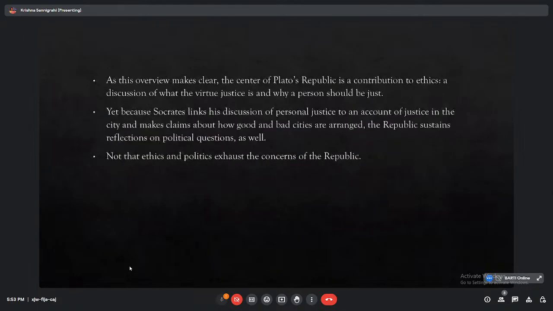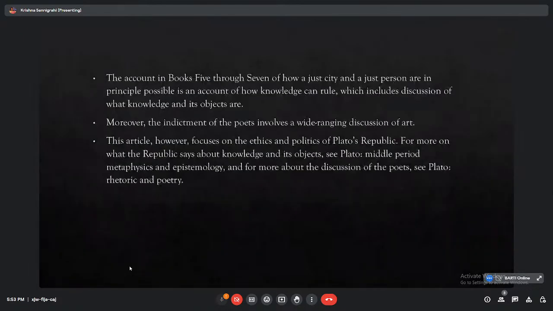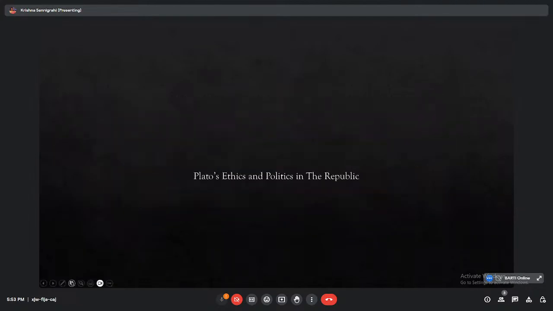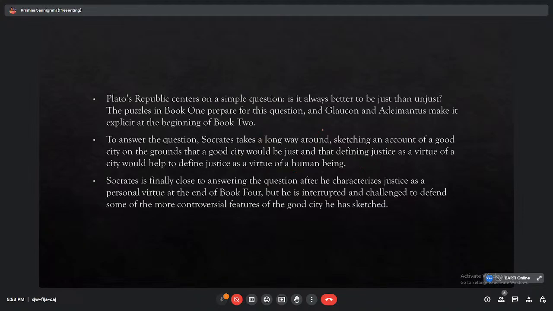Now, as we were discussing Plato's work, we have to keep in mind the title once again. As we are discussing Plato's The Republic, as the name suggests, it is about this idea of the Republic, wherein ethics and politics play an important role. The important question it deals with is: is it always better to be just than unjust?